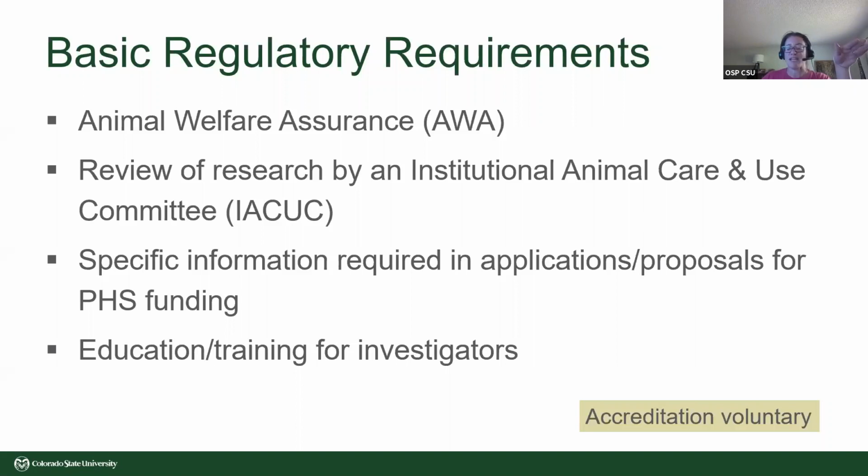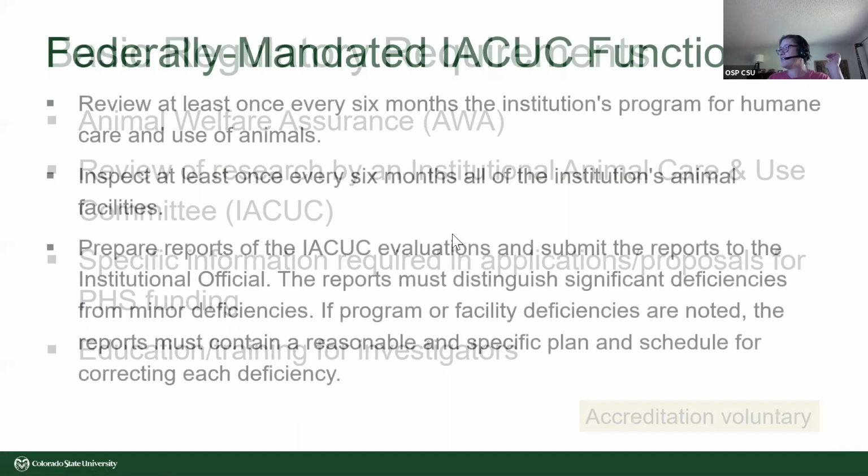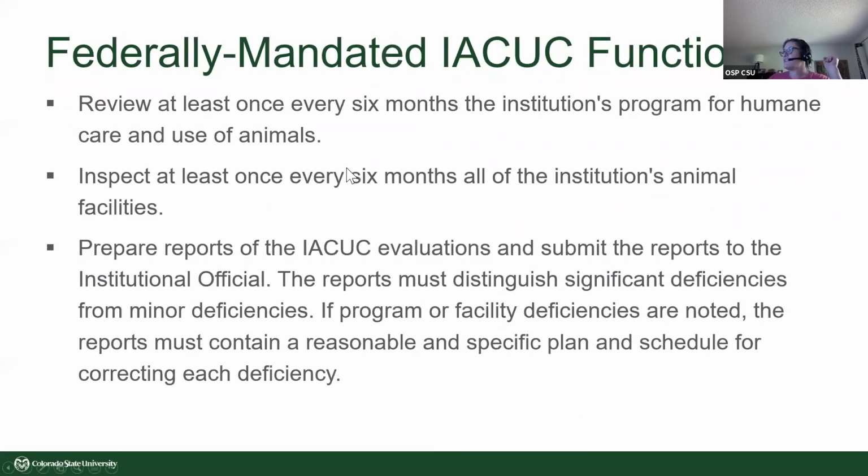Also, there has to be some type of education or training for anybody involved in the research of using the animals. Okay, lots of stuff there. So what are some of the federally mandated IACUC functions? The IACUC itself, the Institutional Animal Care and Use Committee, has to be reviewed at least once every 6 months for the humane care and use of animals, facilities need to be inspected, and also reports have to be made back through the institutional official.